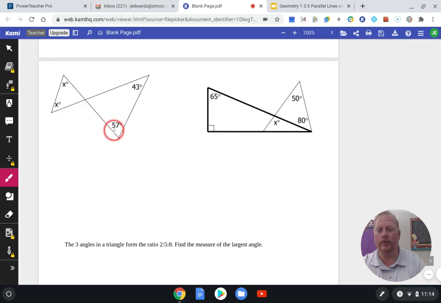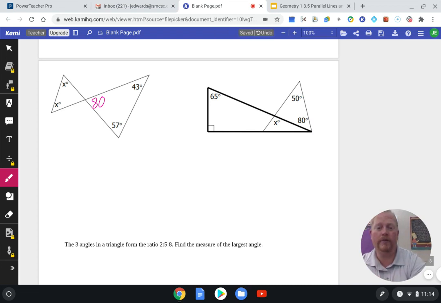So what I can do is I can add these two angles up and subtract that from 180 and figure out what this missing angle is. So I'll go ahead and do that. 57 plus 43, that's 100. And so then 100 from 180 is 80.